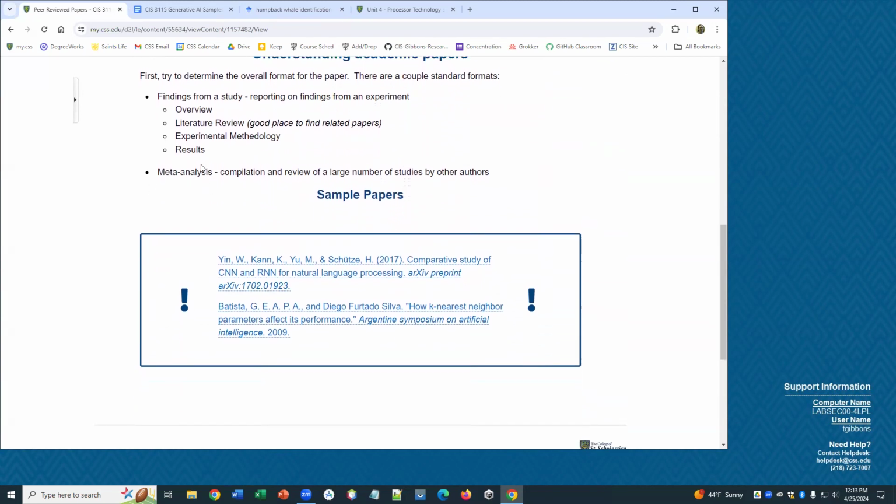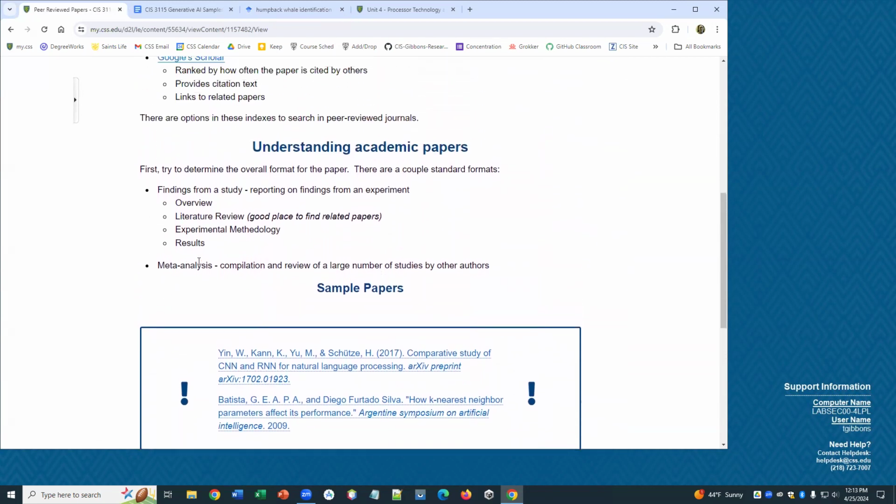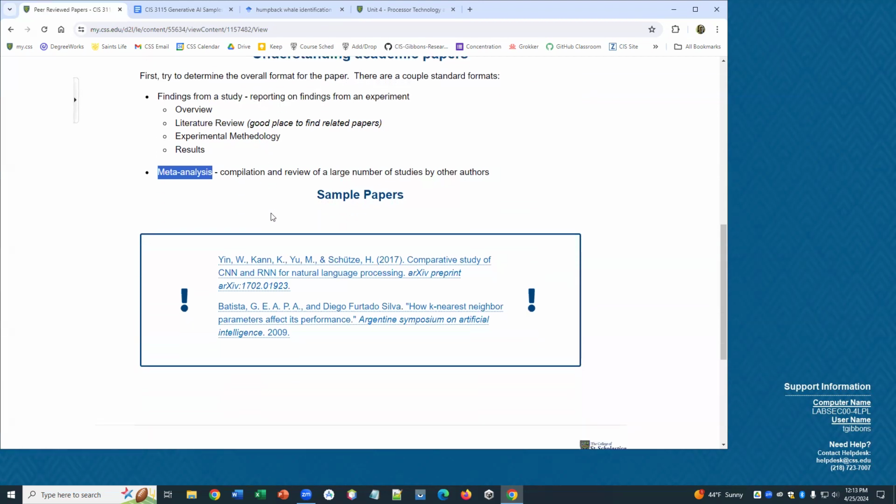One thing you may want to watch for, again, is a meta-analysis. There are standard papers that do some study, and then a meta-analysis will look at a bunch of papers and summarize them. Sometimes that's helpful when you're just getting started, because it will give you a summary of the different papers and bring the results together. So that's something to look at when you're in a new field.